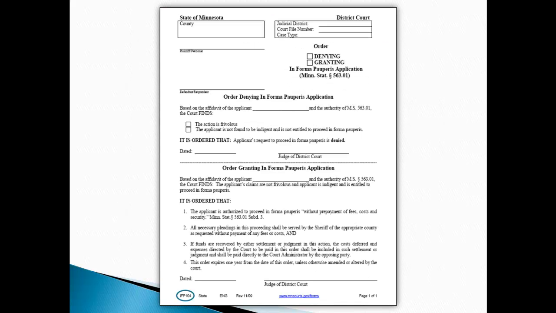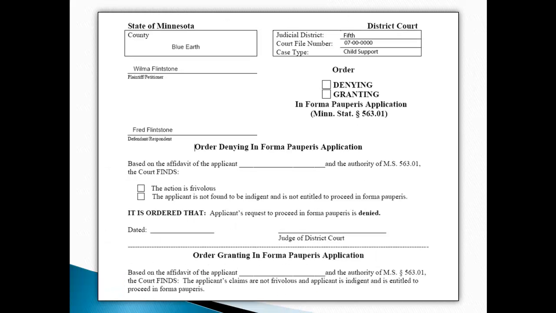The order denying, granting informal paupers form is the only other form you will complete. Notice the form number in the bottom left-hand corner of the page, IFP 104. On this form, you will only fill in the caption of the form, county, judicial district, court file number, and names of the parties. The rest of the form will be completed by the judge. Remember, these forms do not get served on the other party.